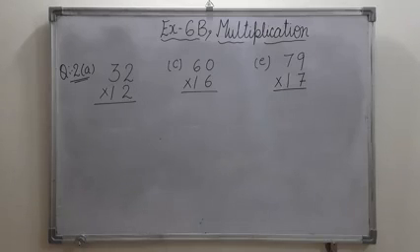Let's do next question, second A part. In this part we have to multiply 32 by 12. You can easily multiply if you know the table of 12.